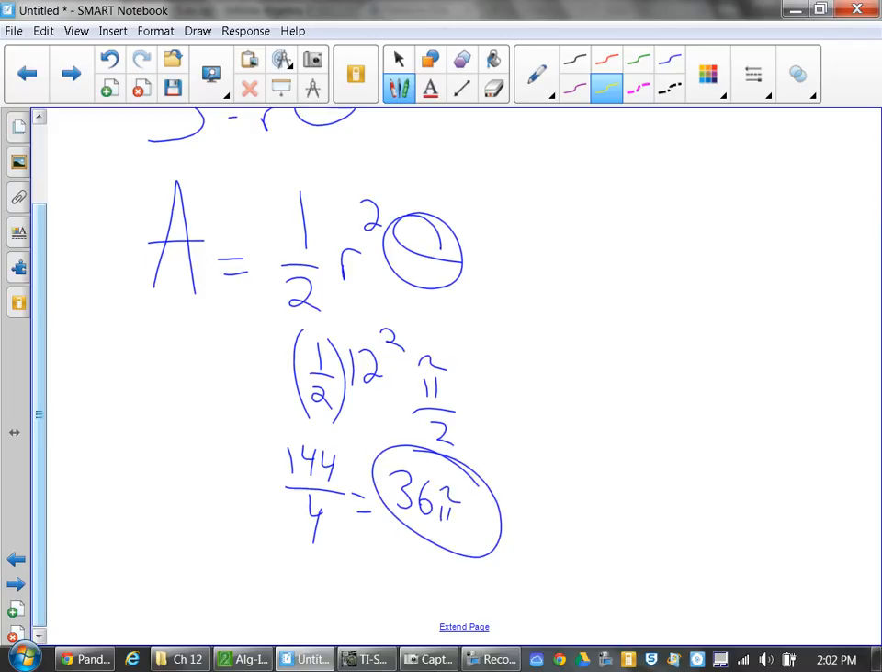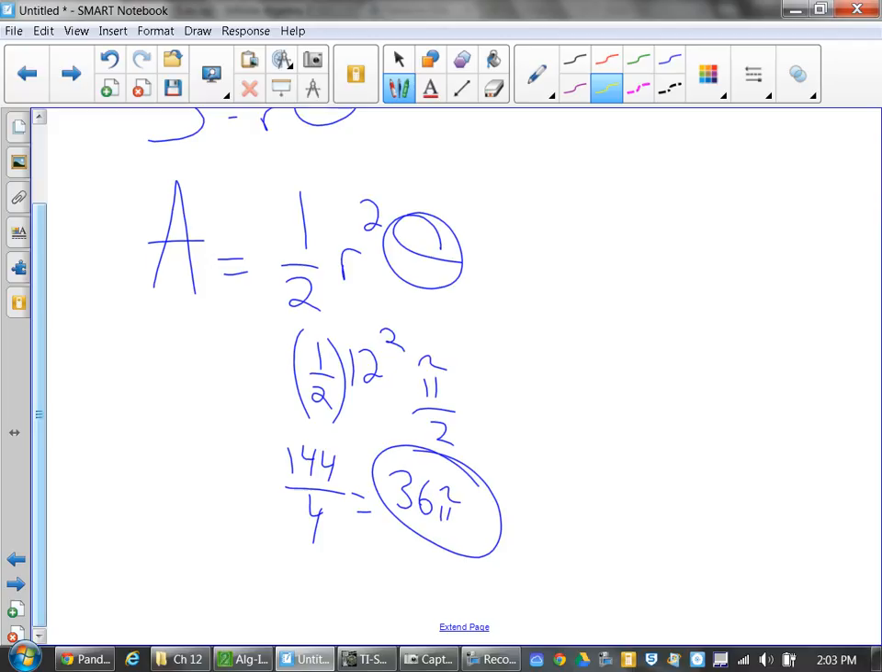Oh, that's easy. Yeah, theta will be in radians. 12 squared, yeah, but what about 1/2? What's half of that? 72. What's half of that? 36. 1/2 times 1/2 is 1/4, so I just divide by 4. That's all. Straight calculator work.